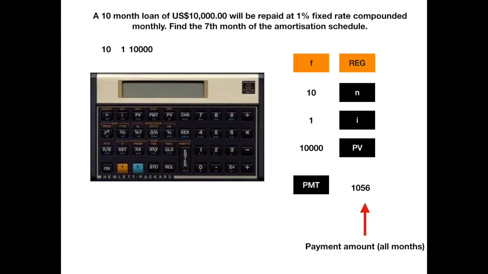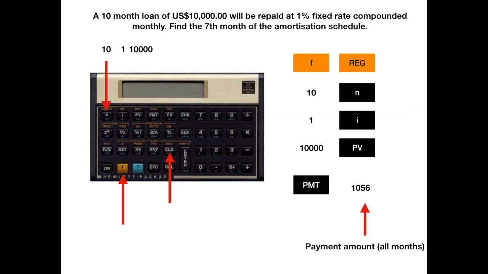So now all that's left is to find out the payment amount, right? No, I'm sorry. We already found out the payment amount. We've got to find out the balance, right? Which is how much do we still owe after the 7th month. And how do you do that? Well, you repeat step 1, all right? Clean the memory, clean your calculator's memory, f REG.